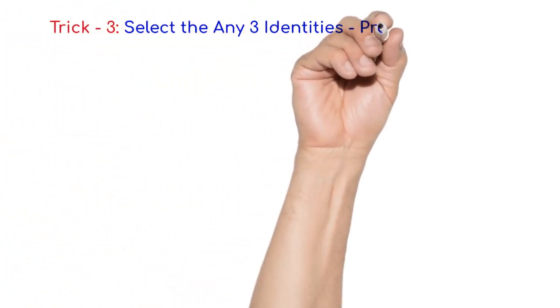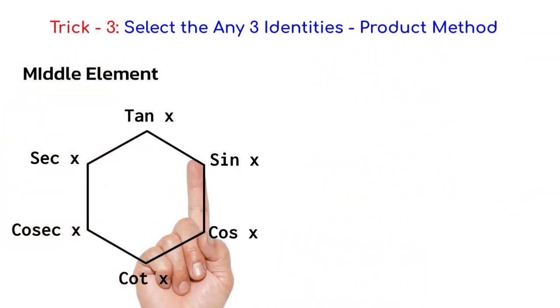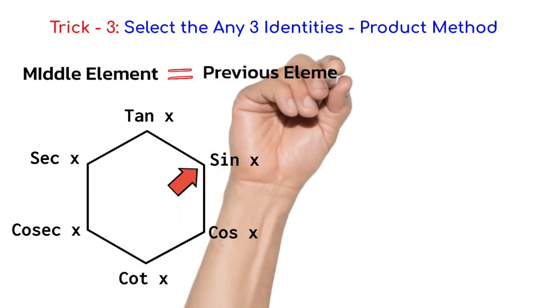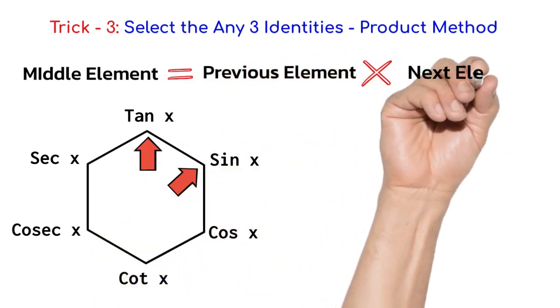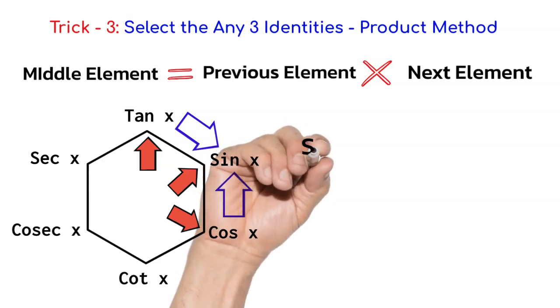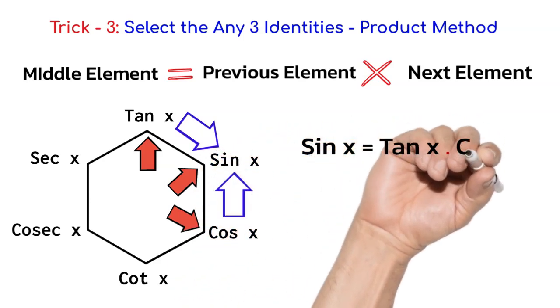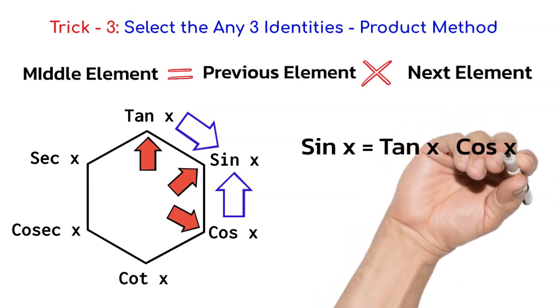Now, the third trick is the product method. Here, select any three consecutive elements from the hexagon and the middle element is always equal to the product of the previous element and the next element. So we will get sin x is equal to cos x into tan x.